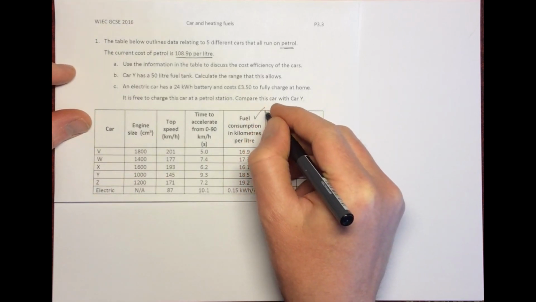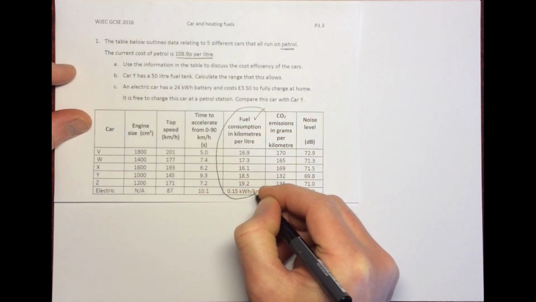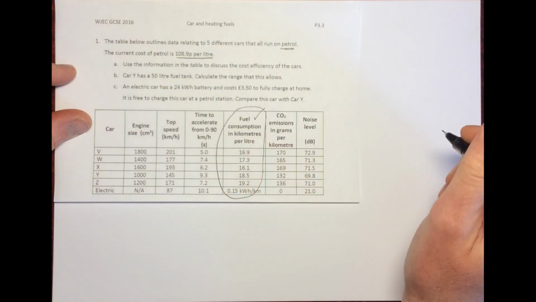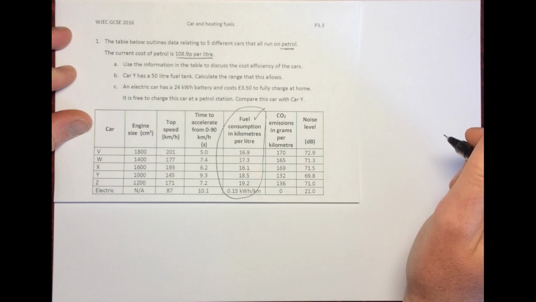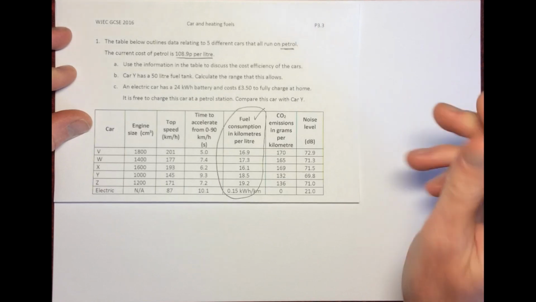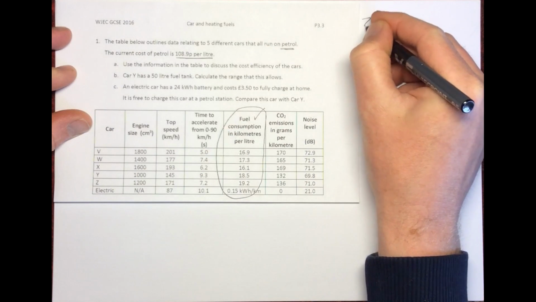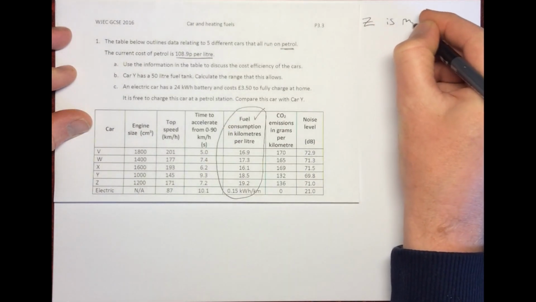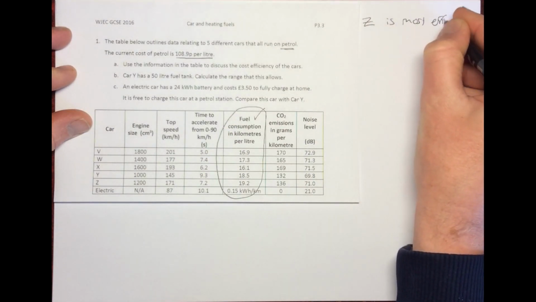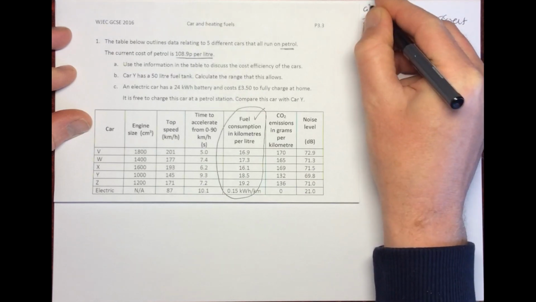Remember, we're looking at the fuel consumption in kilometres per litre. That's what tells us about the efficiency of the car, and we want the largest number possible for the most efficient car. So what we can say here is, out of all of these cars, the car that is most efficient is Z. Okay, we can say that.